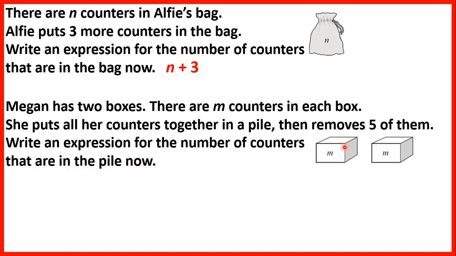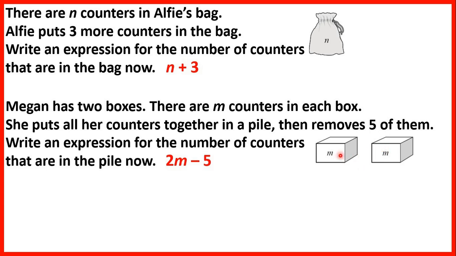So there are the same number of counters. There are m counters in each box. She's put them together in a pile. So she's got 2 times m, or m plus m, and then she's removed 5 of them, so that's minus 5. So our expression could be written as 2m minus 5.